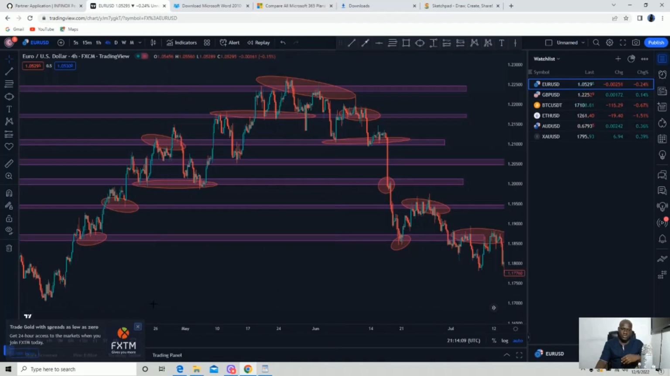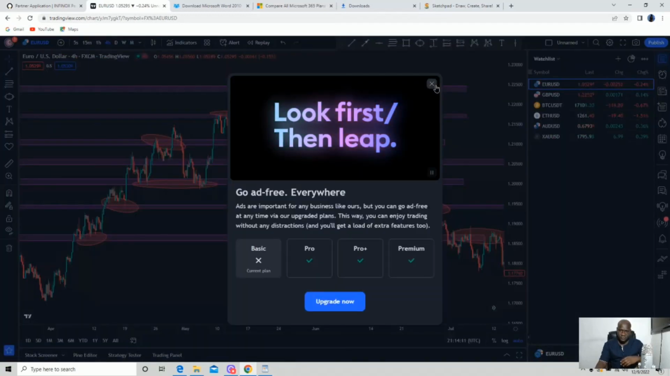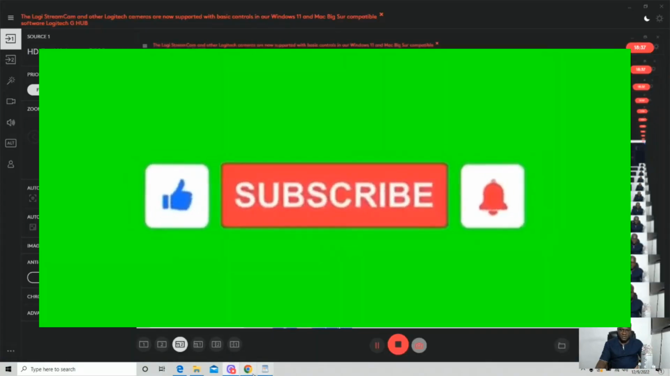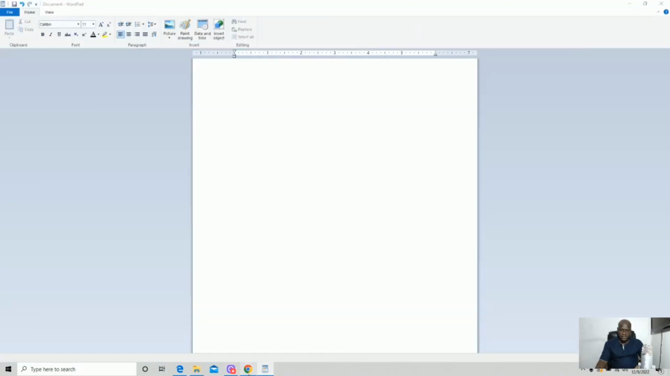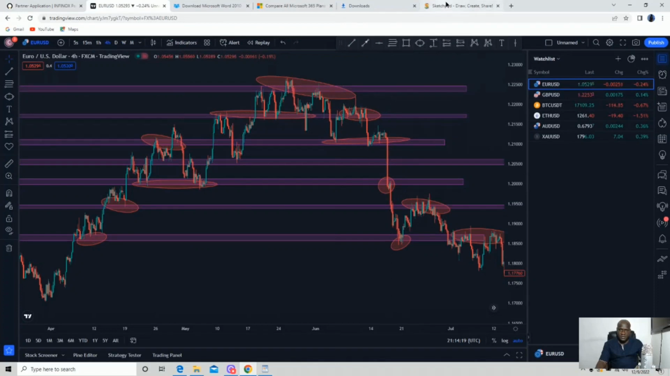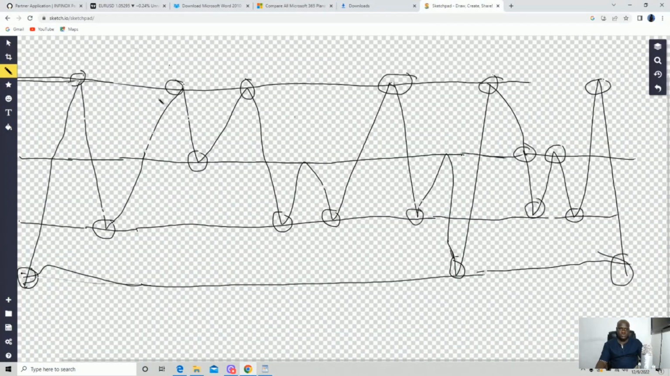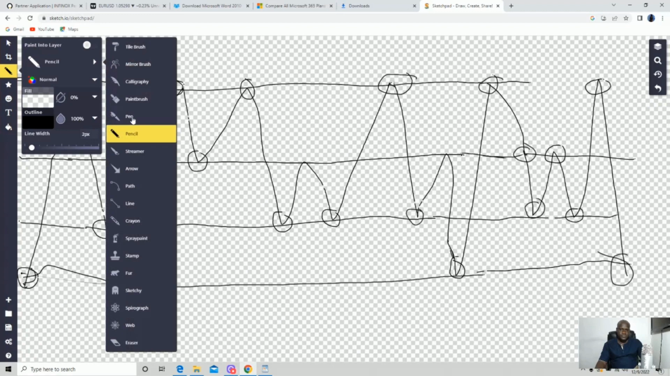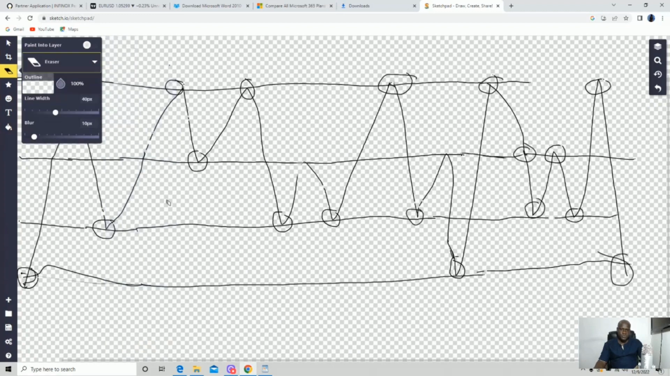So now let's go to the chart. I still want to draw some other things on the diagram, on the sketch. So that is what I meant by a support can be a resistance. So now I want to draw, let me clean this one first.